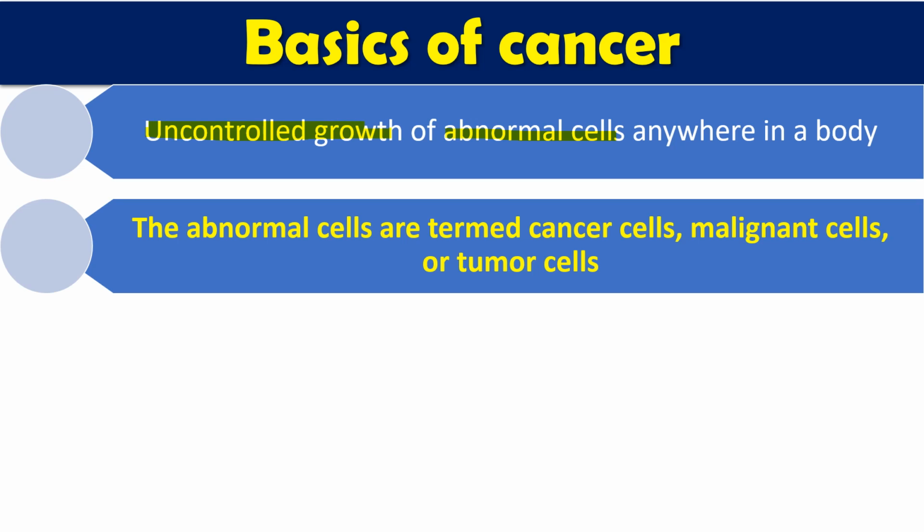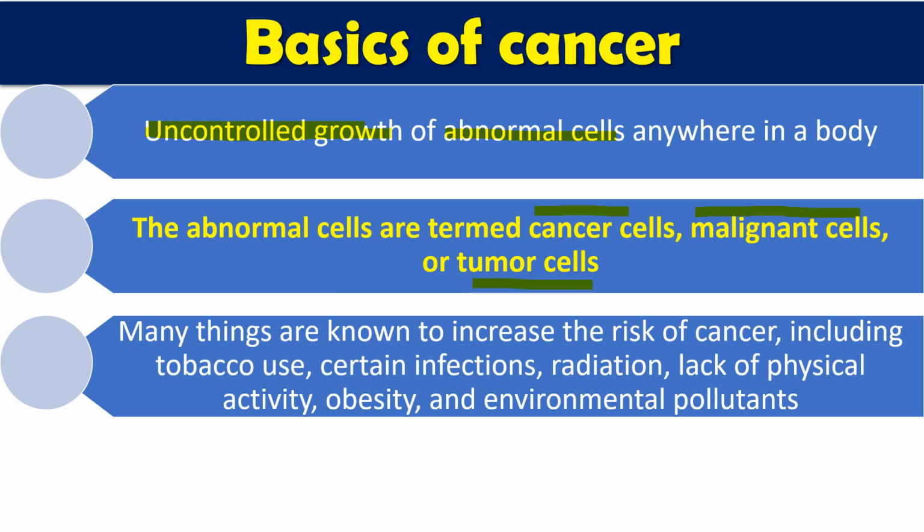These abnormal cells which are disobedient are called cancer cells. They are also called malignant cells or tumor cells. There are many factors which initiate cancers and increase the risk of cancers. One is tobacco use, because it contains many carcinogenic agents which cause cancers. Then some infections, which may be from bacteria, virus, fungus or parasites. So different kinds of infections can lead to cancers.